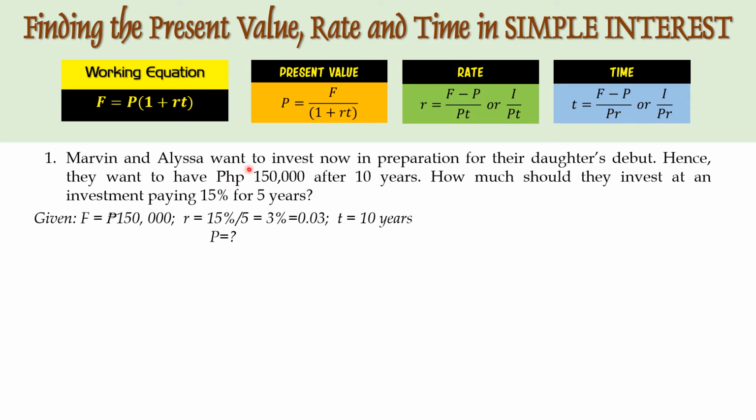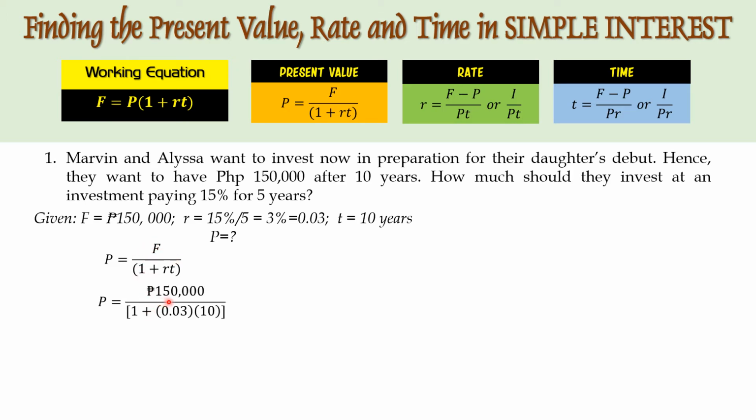Since nakalagay dito, the 150,000, the future value, ay makukuha nila, it will be accumulated after 10 years. Ito yung expected amount nila after 10 years. So the time is 10 years. And the principal value or the present value na kailangang i-invest nila ngayon is missing. Ito yung hahanapin natin. So we're gonna have to use the formula for the present value. Copy the formula. And then plug in the values on each variable in the equation.